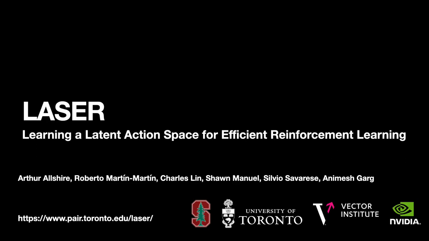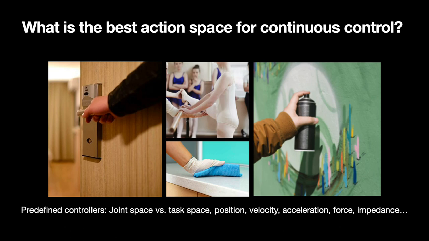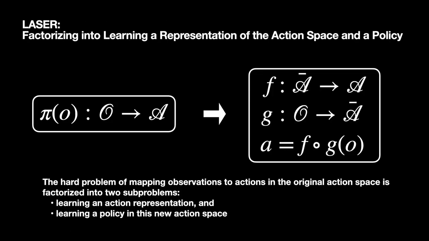We present LASER, a method to learn latent action spaces for efficient reinforcement learning. The best action space for learning manipulation differs based on the task. In learning continuous control, a good action space offers a simple relationship to the reward function, facilitating convergence. In robotics, these ideas motivate the familiar set of robot controllers. We present LASER to provide a data-driven approach to discovering these action spaces.